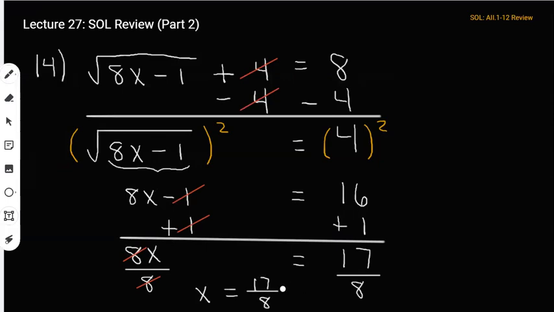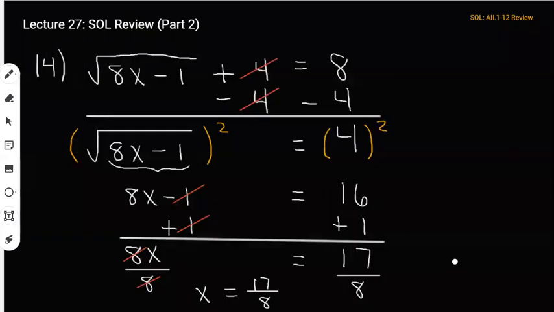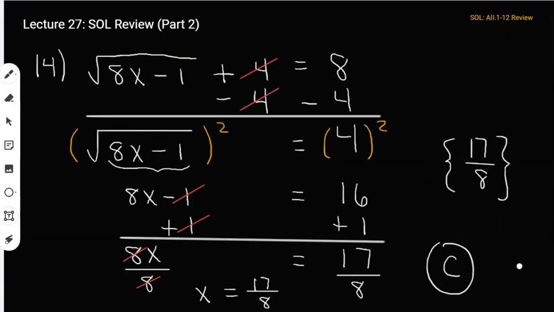I don't know what decimal that is, but I don't think the answer asks for a decimal. It gives you fractions. So that's going to be C, 17 over 8. And whenever you get your answer, you can write it in a solution set with just the answer inside. So 17 over 8, and then I close up the solution set.